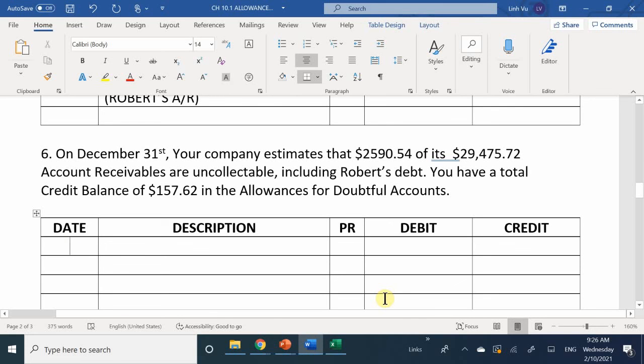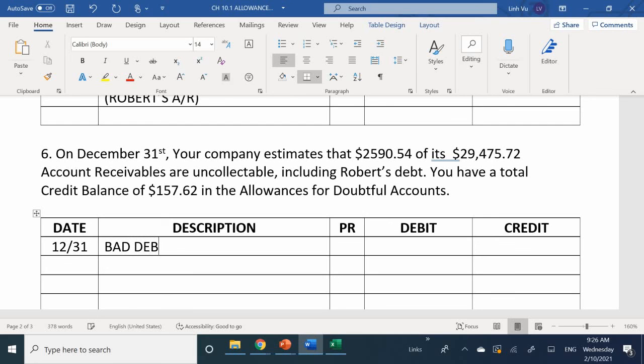Bad debt expense. Okay, so December 31st. Yes, because we reached the end of the given period, right? Another thing, too, is we have an estimated amount, right? We don't know who. Bad debt expense. And then what is going to be my credit account?